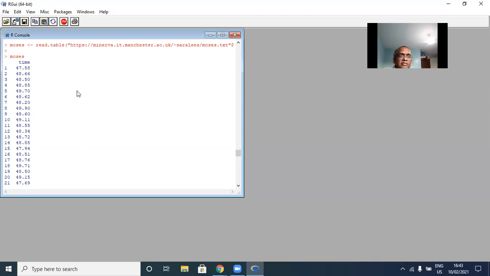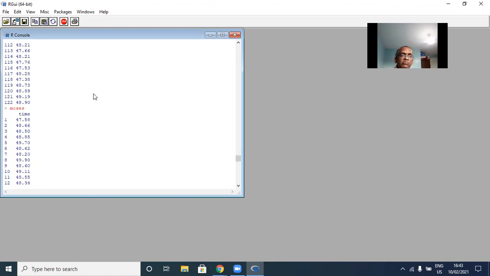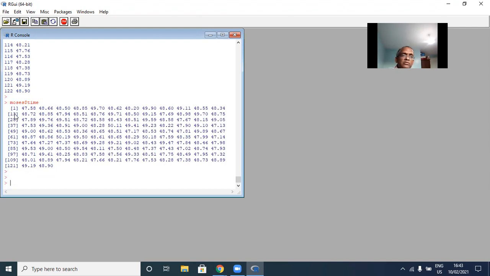Now, if you want to access the second column, you need to say Moses $time. So Moses, then the name of the column. It's always like this. Now, in this data, you only have one column apart from the counter column, so you just say Moses $time. But if you have multiple columns, then you need to say Moses and the name of the column.